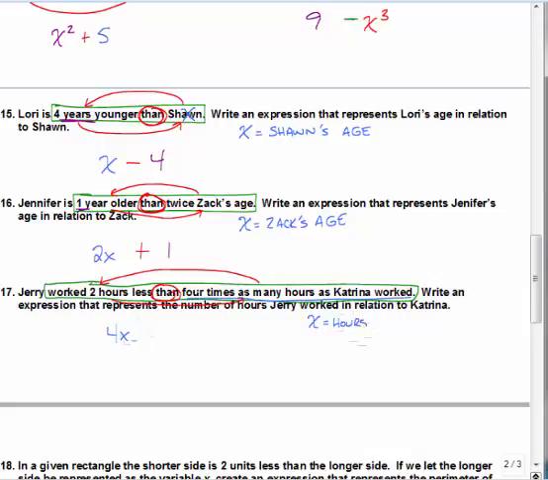Hours Katrina worked. And I just went 4 times that amount. And now I got to go 2 less than that. So the less than meant subtract, and now I got to bring the 2 to the other side. That's what the arrow is doing here for the anytime you see the word then. So I'll put that 2 right here. All right, let me stop there and start the next video in just a second for the last page.